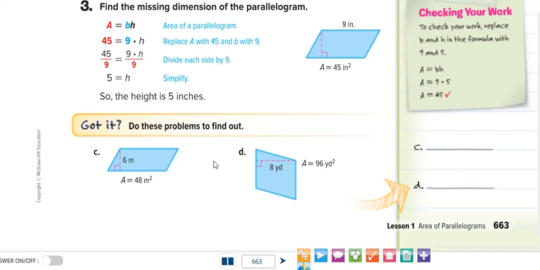Now let's try to do the same for C and D. Has anybody found the missing dimension here in problem C? Yes, excellent. It's 8, mashallah. Let me show you how it will be 8. So in problem C, let's list the rule. Area equals BH. The area is known, as you can see, 48. So you put here 48. Put down the equal sign. The base is unknown, so leave it as B.